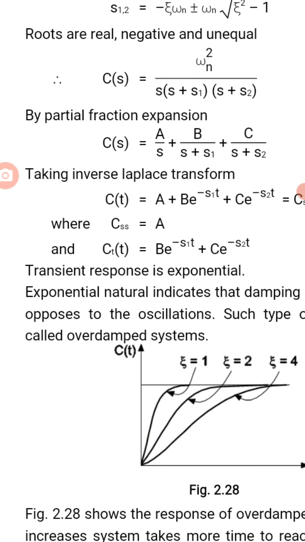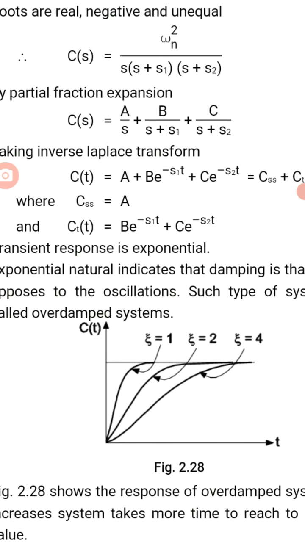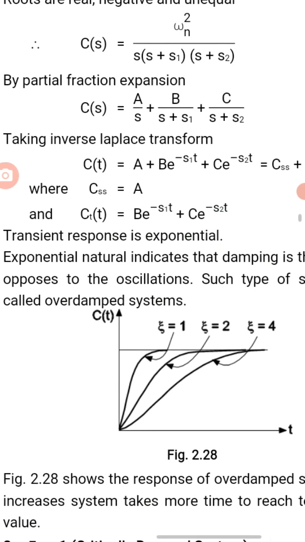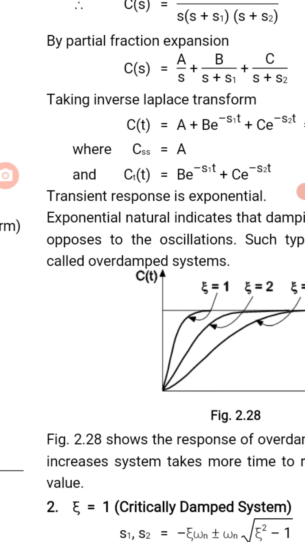If I plot that equation, it will look like the following figure, c(t) for zeta is equal to 1, zeta is equal to 2, zeta is equal to 4. That means if I have an overdamped system, zeta is equal to 4, and if zeta is equal to 2, immediately it will try to settle. If zeta is equal to 1, still immediately it will try to settle. Such a type of system is called an overdamped system. Up to 1, it is called an overdamped system.